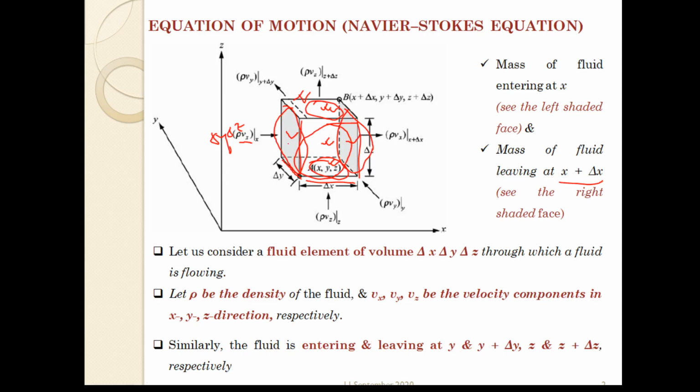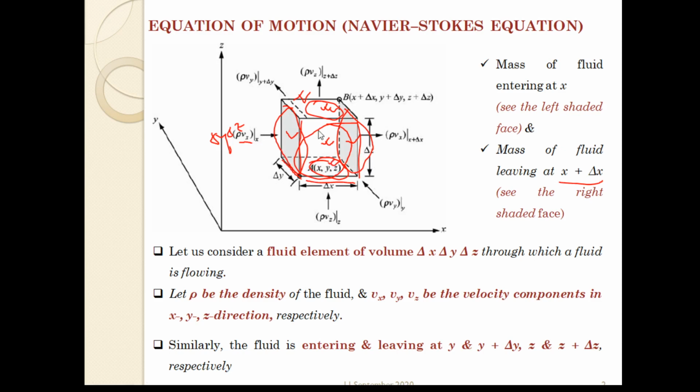So we have these six phases: for x, the x plus del x phase; another is y, and the y plus delta y phase; and another is z and the z plus del z phase. Now this fluid element has the volume del x into del y into del z. So this fluid element is the control volume, del x del y del z, through which the fluid is flowing.